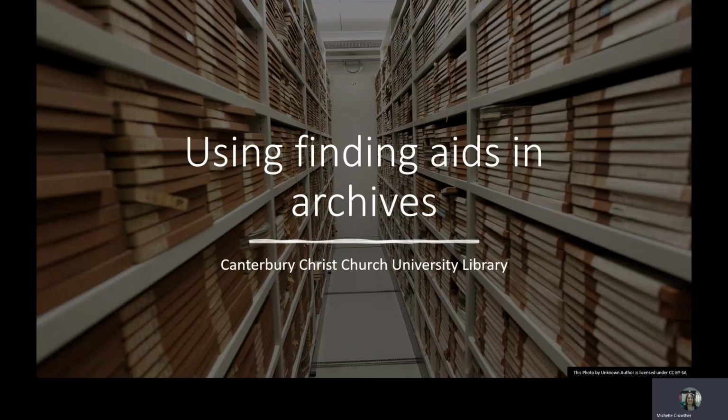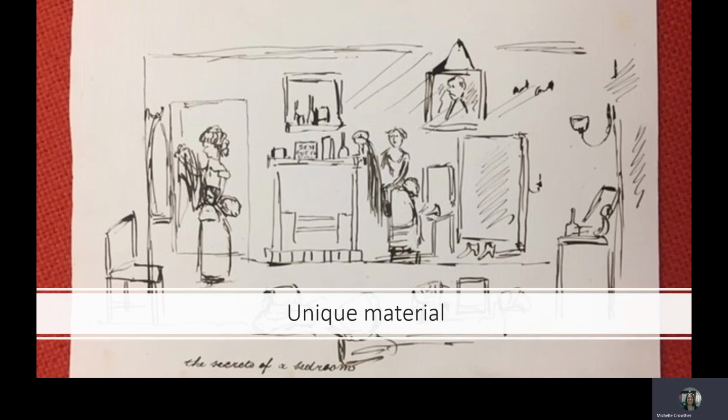Navigating an archive can appear a little overwhelming at first, so this is why understanding how to interpret and use a finding aid is important. Archives often contain unique material, such as letters, photographs, wills, or diaries, which were created for personal or internal use as part of business or the everyday life of an organisation. In general, archives are made of materials that are not published.